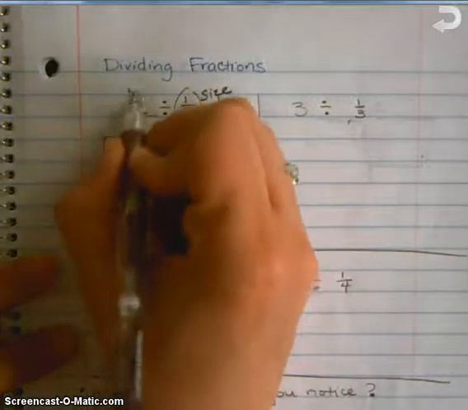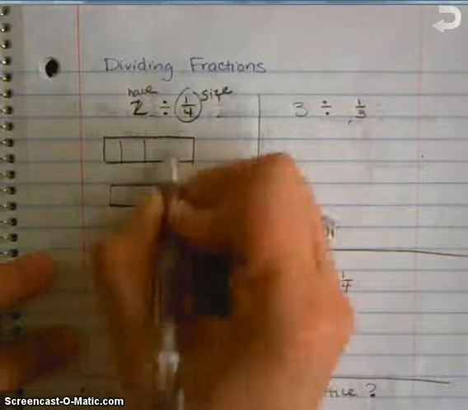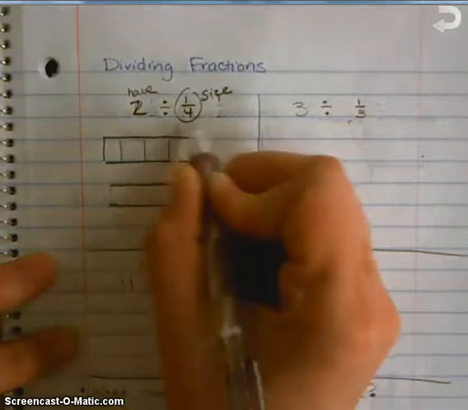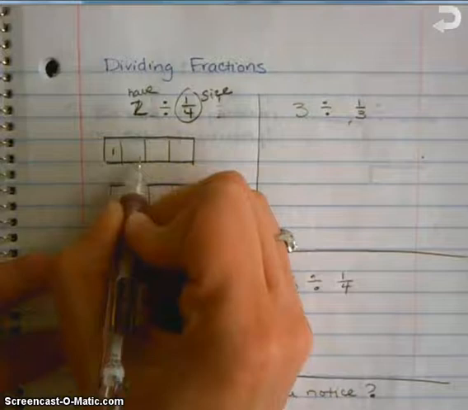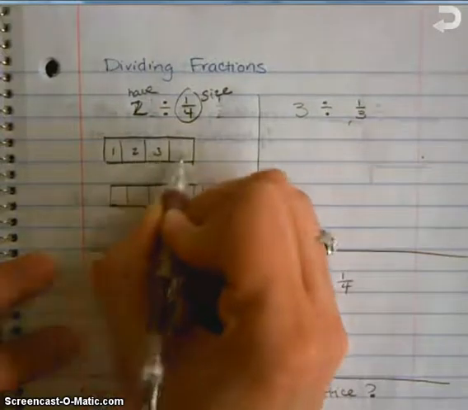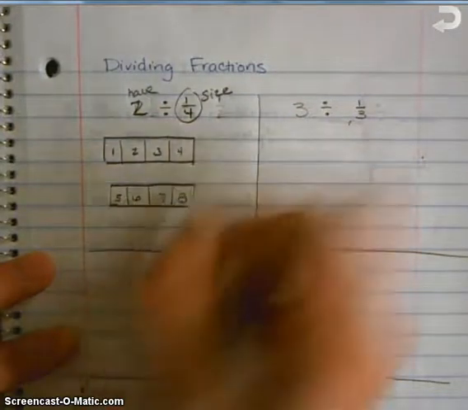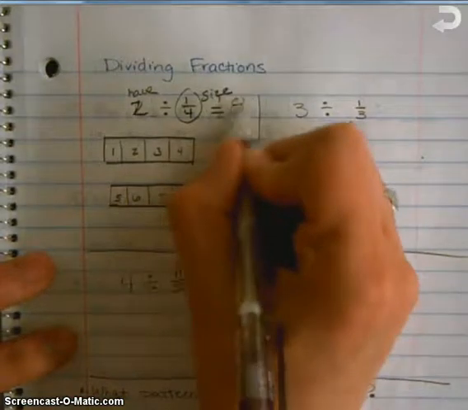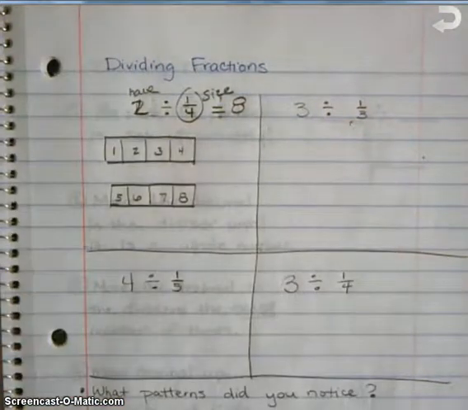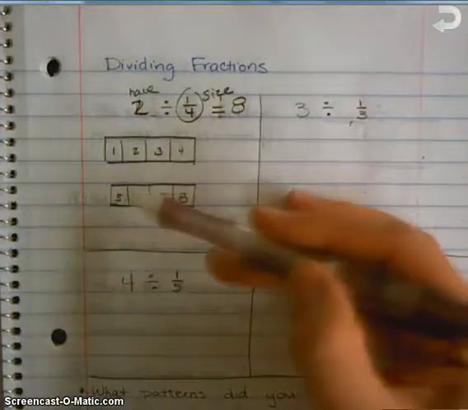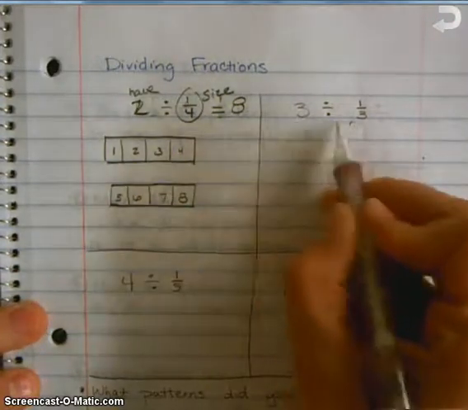So if I have two, and I'm going to split it into 1/4, I have to ask how many 1/4 can I get. So if I want to do that, I have to split this into fourths. So I have 1 1/4, 2, 3, 4, 5, 6, 7, 8 1/4. I have 8 1/4 in 2. So if I have two wholes and I want to divide it into sizes that are 1/4, I'm going to end up with 8.